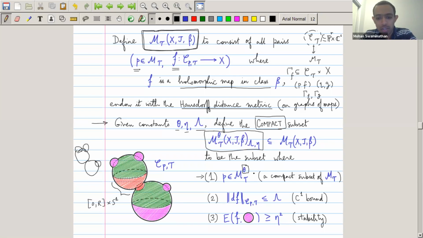So in other words, you should think of M theta of T as a neighborhood of the space of the most nodal curves sitting within the moduli space MT. By most nodal, I just mean those for which every red region is degenerate, and M theta of T is just the set of curves which are theta close to this most degenerate set of curves. Okay, so that's condition one.